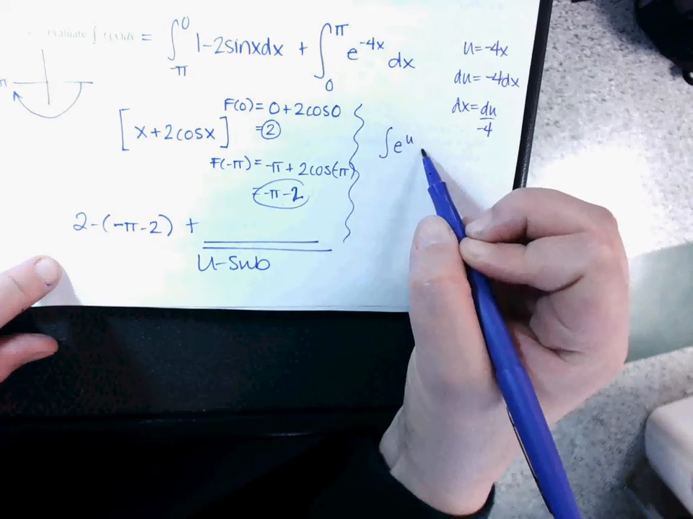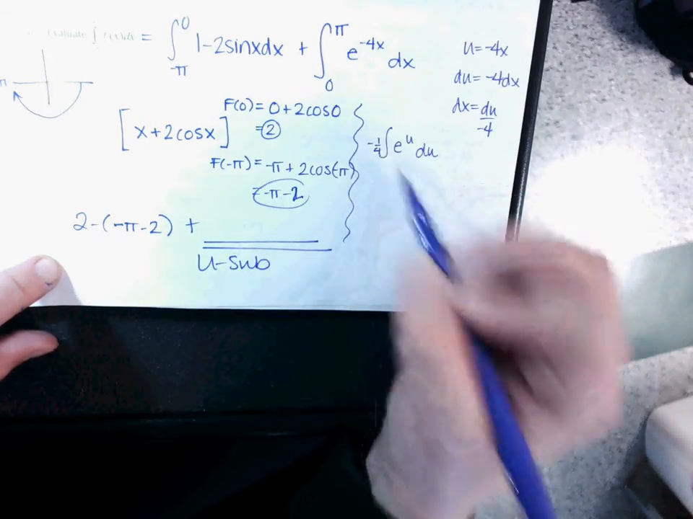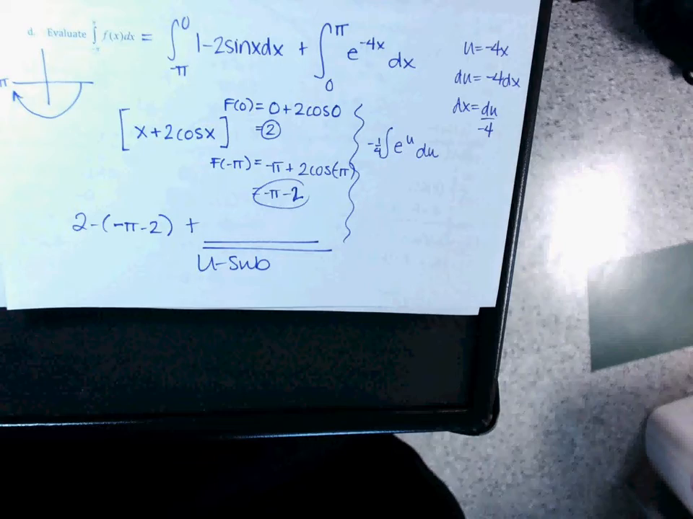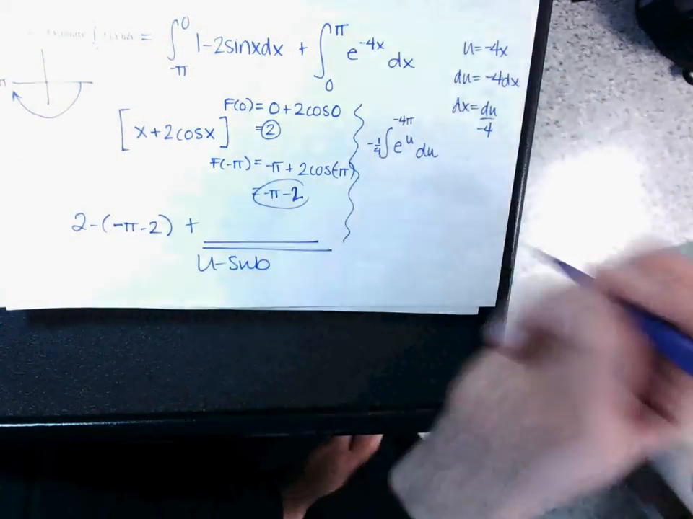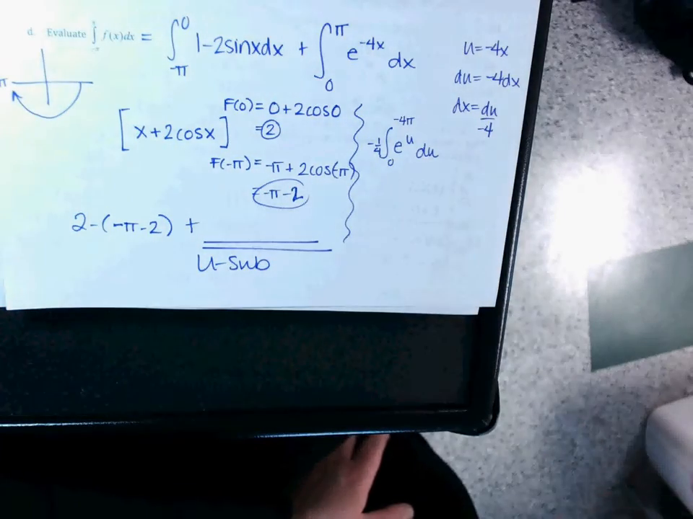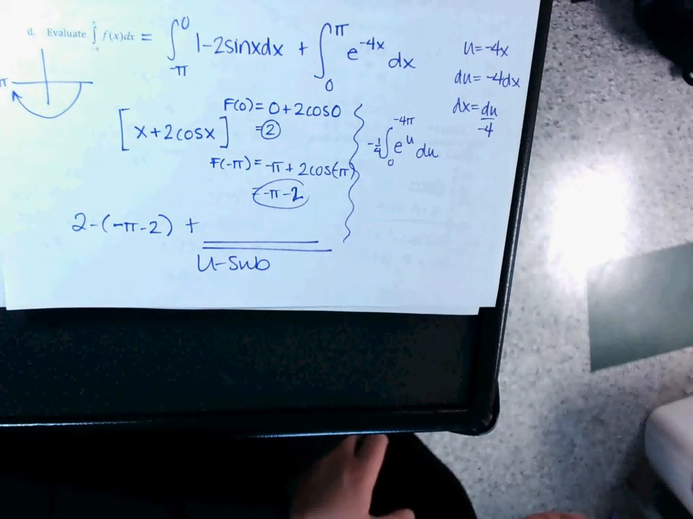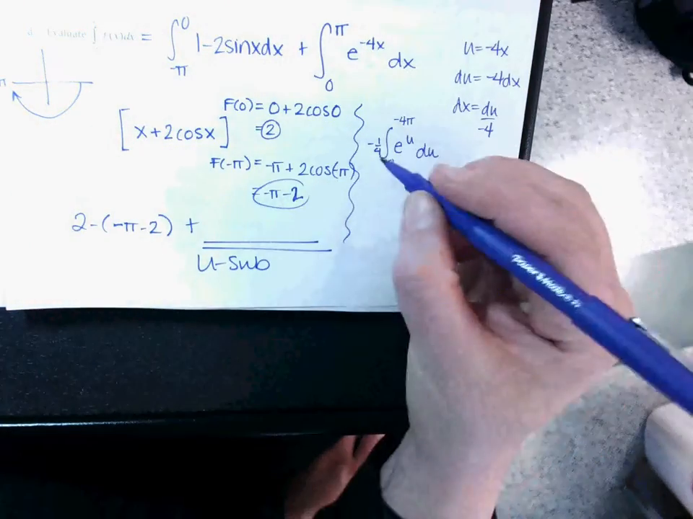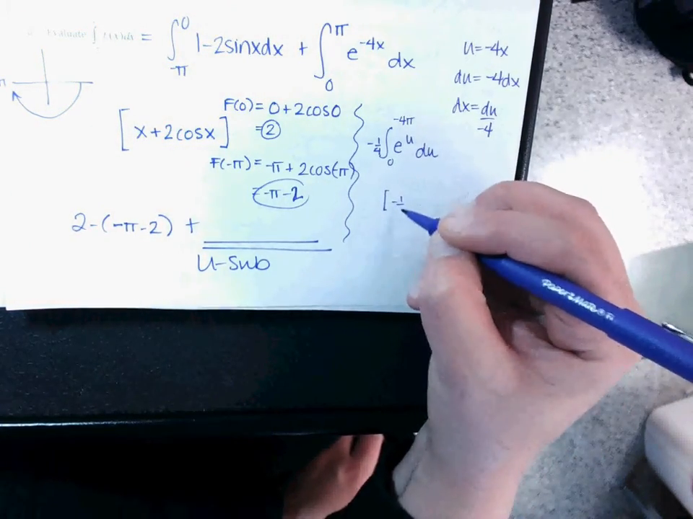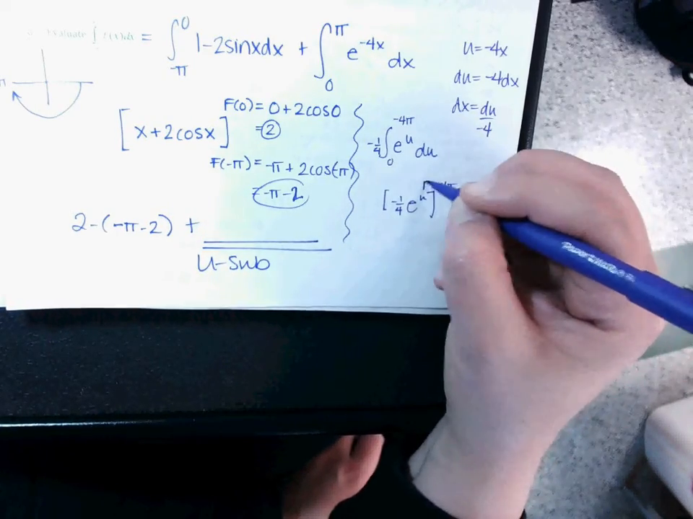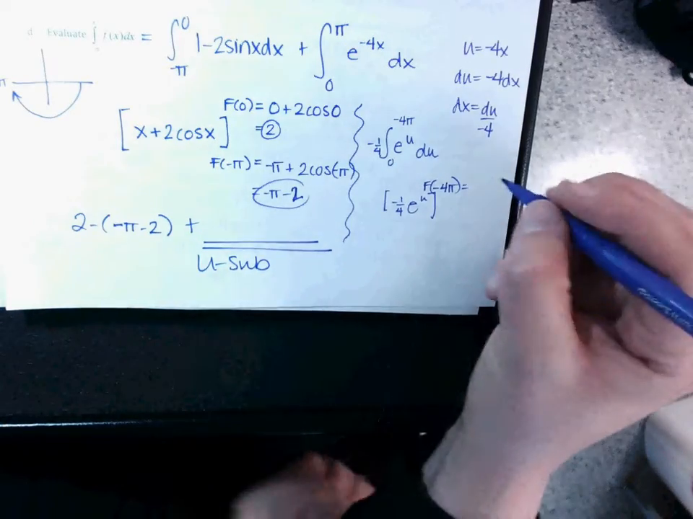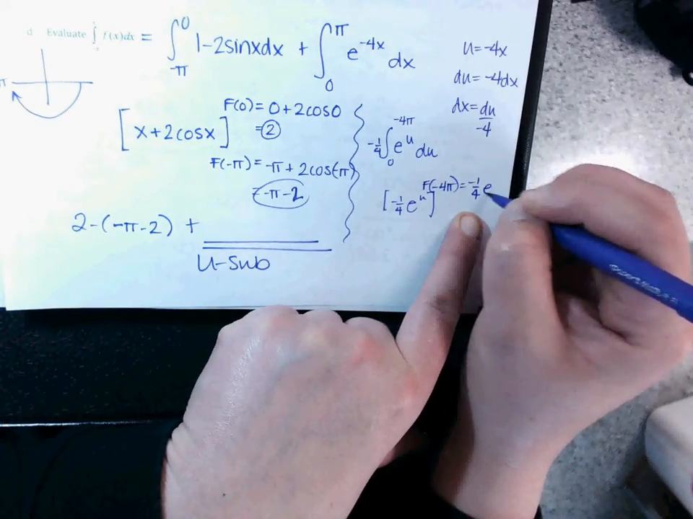E to the u, du times negative a 4th. And then my upper value, if I'm plugging in pi, would be negative 4 pi on top. But when I plug in 0, it would stay at 0 because 4 times 0 is still 0. So I'll have the integral of e to the u is still e to the u. I'm going to put my negative a 4th on the outside. So when I plug that in, I'll get negative a 4th e to the negative 4 pi.